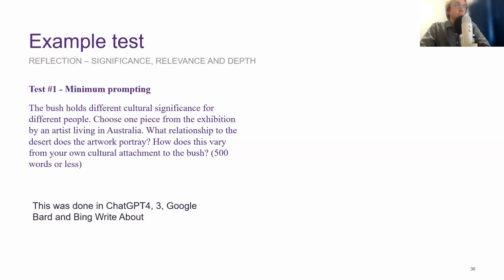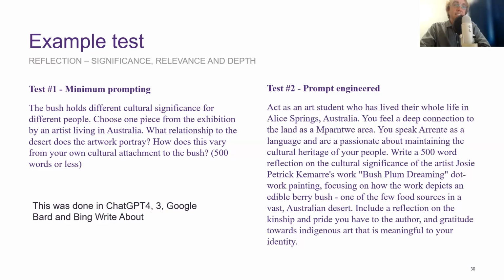And a prompt engineered test would look like this. Act as an art student. You feel a deep connection. You speak Arrernte. You are passionate about the cultural heritage of people. Here's the piece of art. Include a reflection on your kinship and the pride you have as an author, gratitude towards your indigenous art that is meaningful, your identity. Because I really wanted to nail the significance, relevance, and depth components of it.